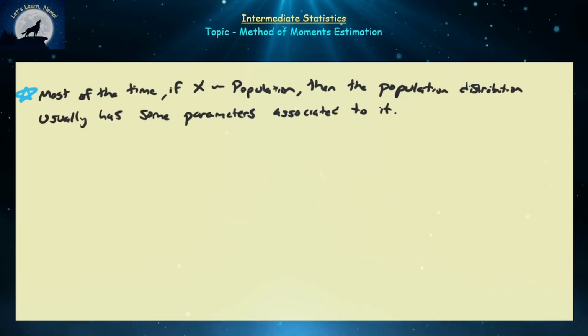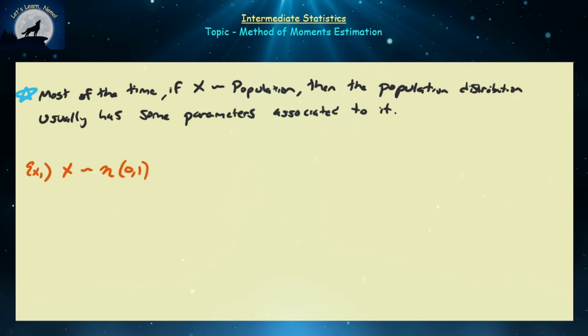Most of the time, if we grab a sample from a population, then that associated population distribution usually has some parameters associated to it, but there are a couple notable exceptions. One of the basic distributions that we usually study in the realm of statistics is the standard normal distribution, which is just a normal distribution with parameters mu and sigma, but mu and sigma having particular values 0 and 1 respectively.